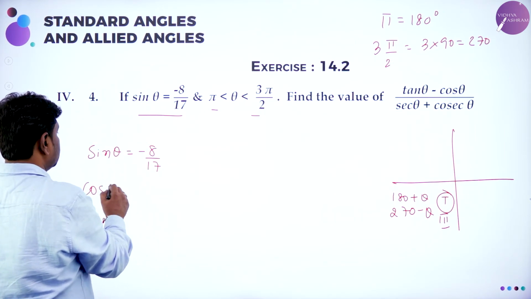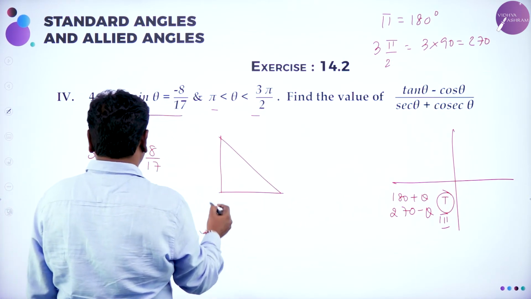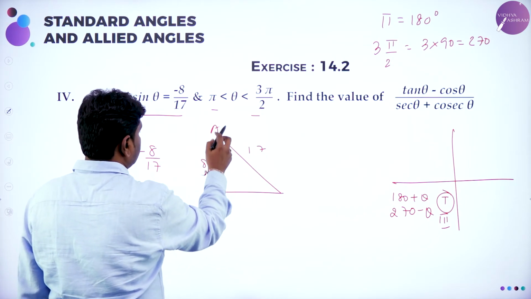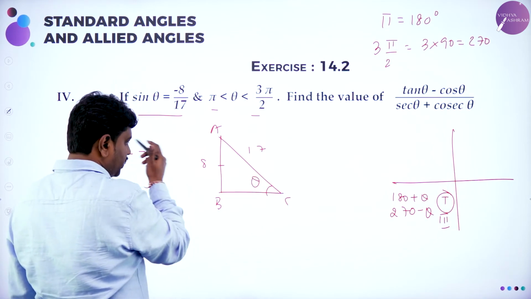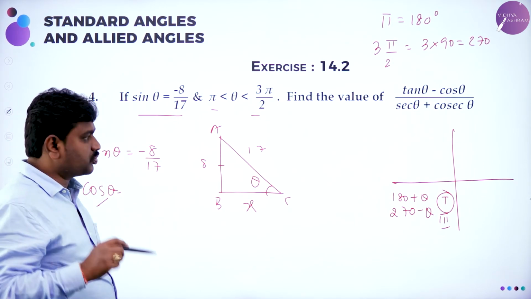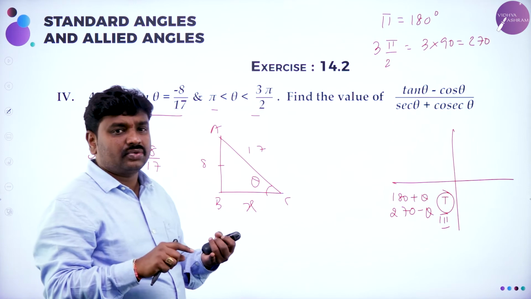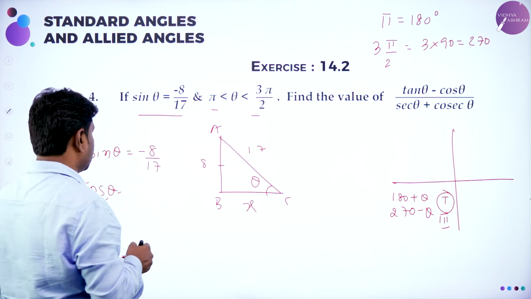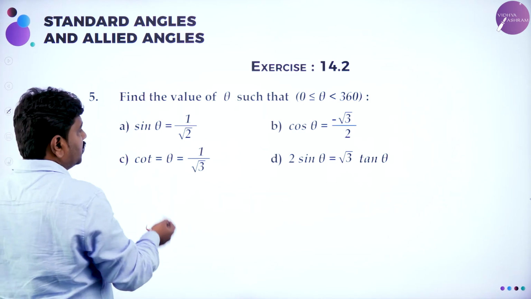What is cos theta? So construct the right angle triangle. In a right angle triangle, sine means opposite side by hypotenuse. So apply Pythagoras theorem to get the value of this. If you simplify, you will get the value and substitute. Find cos. Similar to the last problem, substitute cos, tan, find. Tan only will be positive and remaining all will be negative. Simplify and substitute, you will get the required value. So the fourth problem is similar and you can do it.